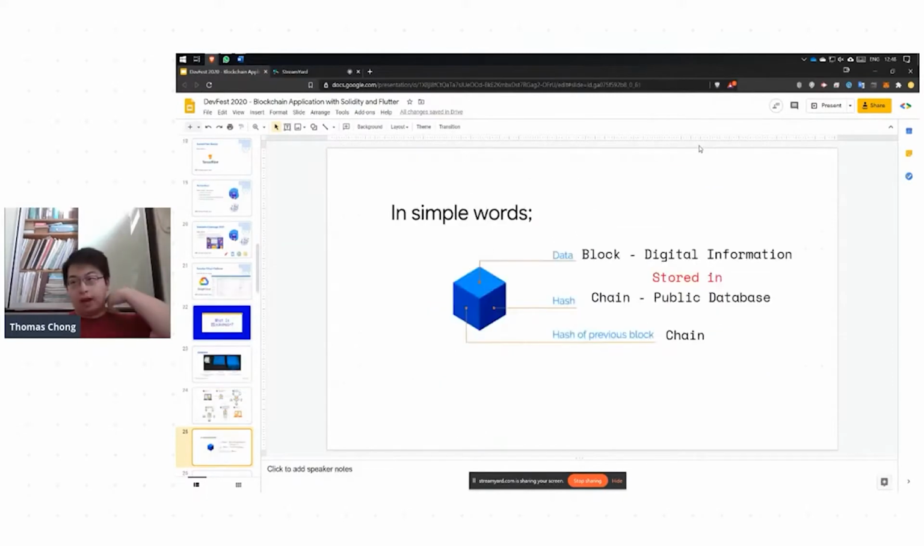From another perspective, we can understand blockchain as digital information stored in a public database. Apart from the data stored in the block, it also stores its own hash and the hash of the previous block. With this architecture, the whole blockchain stays valid and keeps its integrity, and it will not be changed by someone.